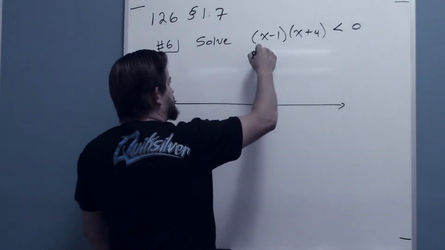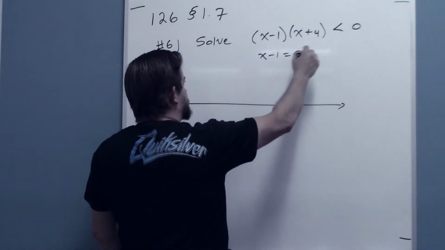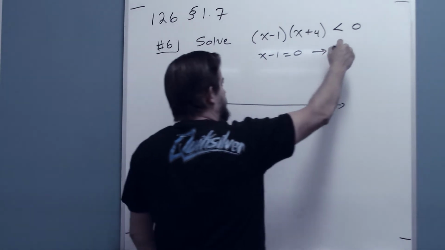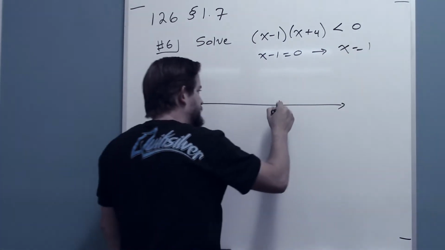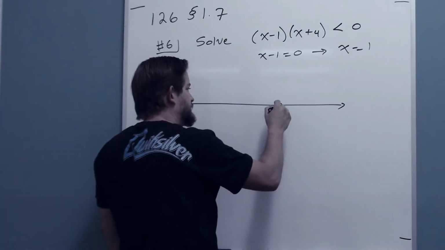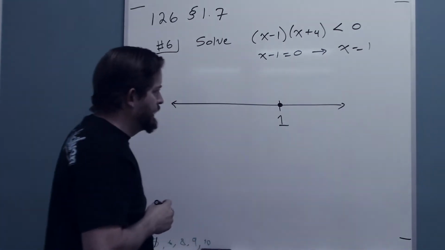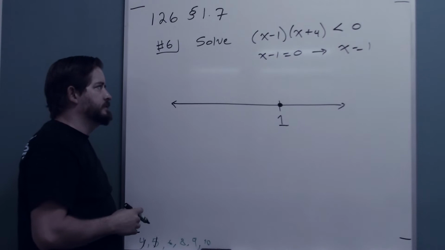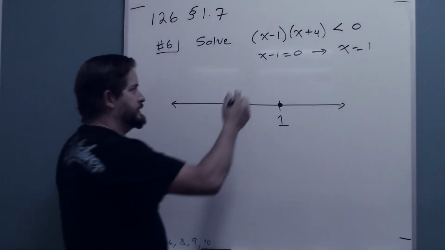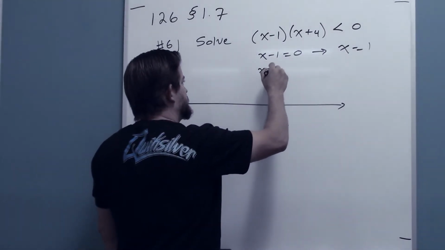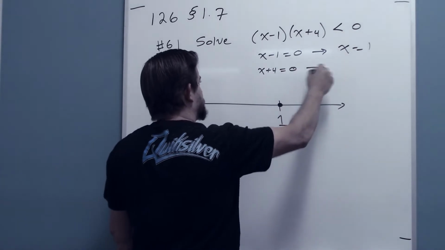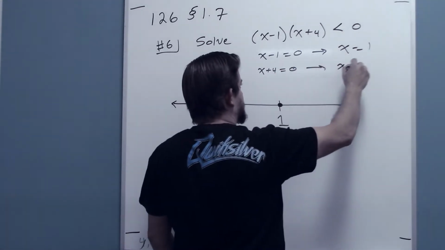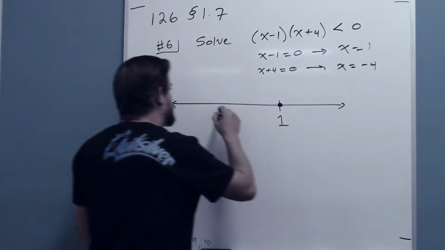if I say x minus 1 could be 0, if I add 1, that gives me x equals 1, is a 0 of the function. Right? So on a number line, I'll just plop a 1 down there, graph it, that's a 0. Right? The other one is if x plus 4 is a 0, right? Subtract 4, that happens then at x equals negative 4.